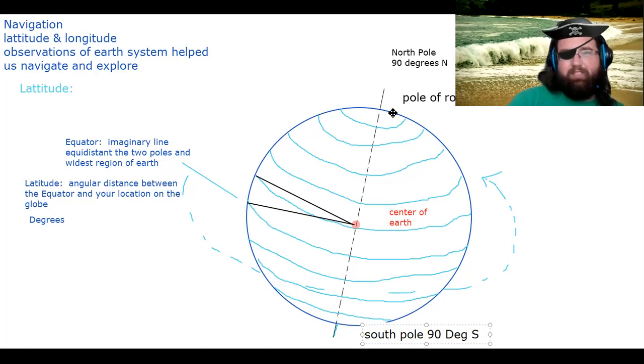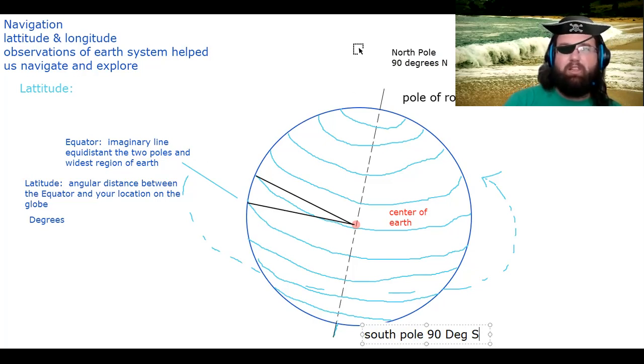If you think about it, this makes sense because if you go 90 degrees from the equator to the pole, 90 degrees from the pole back to the equator, then 90 degrees from the equator to the other pole, and then 90 degrees from that pole back to the equator, that would add up to 360.